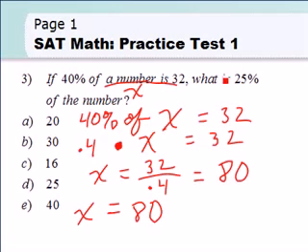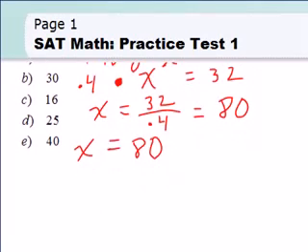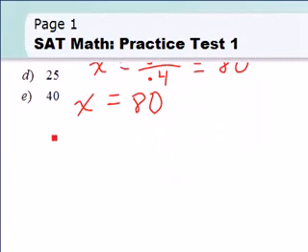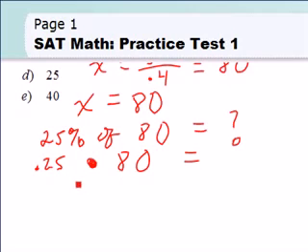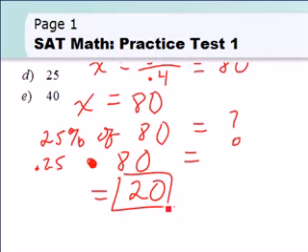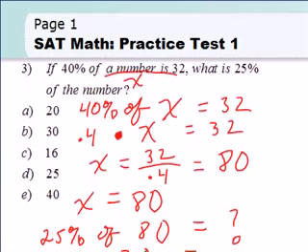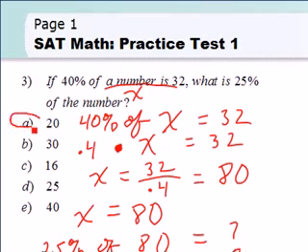That is the number. Now the question is, what is 25% of the number? So I have to write another statement. I have to say 25% of 80 is equal to what? So 25%, that's 0.25, of, again, is times 80 is equal to what number? Again, you can use your calculator to multiply 0.25 times 80, and that is going to be equal to 20. So the answer here for problem number 3 is 20. The answer is letter A.